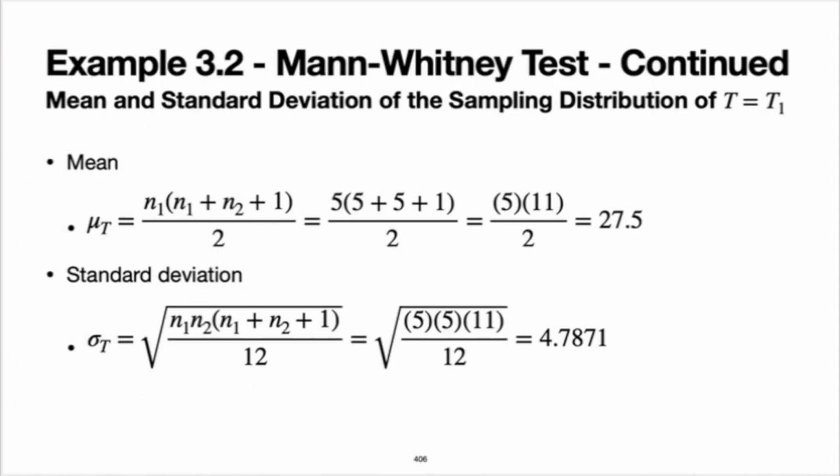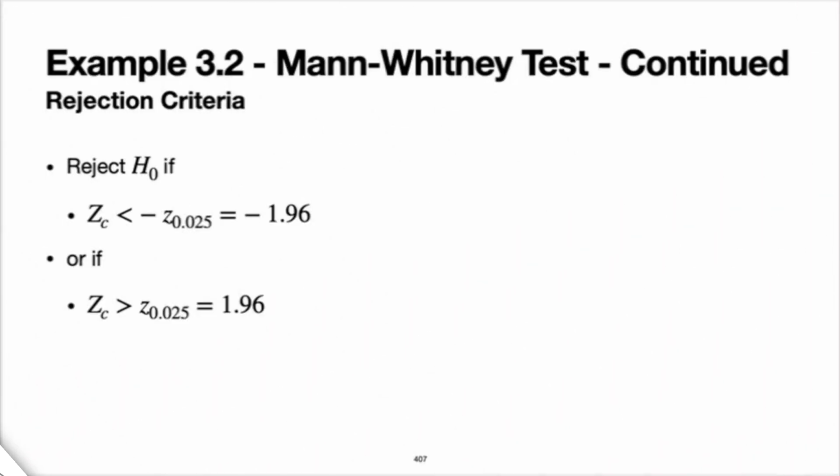We calculate the mean and the standard deviation of the true sampling distribution of T. The mean is equal to 5 times the sum 5 plus 5 plus 1, over 2, so 27.5. The standard deviation of the sampling distribution of T is equal to 4.7871. Again, this is a two-tailed test at the 0.05 level of significance.